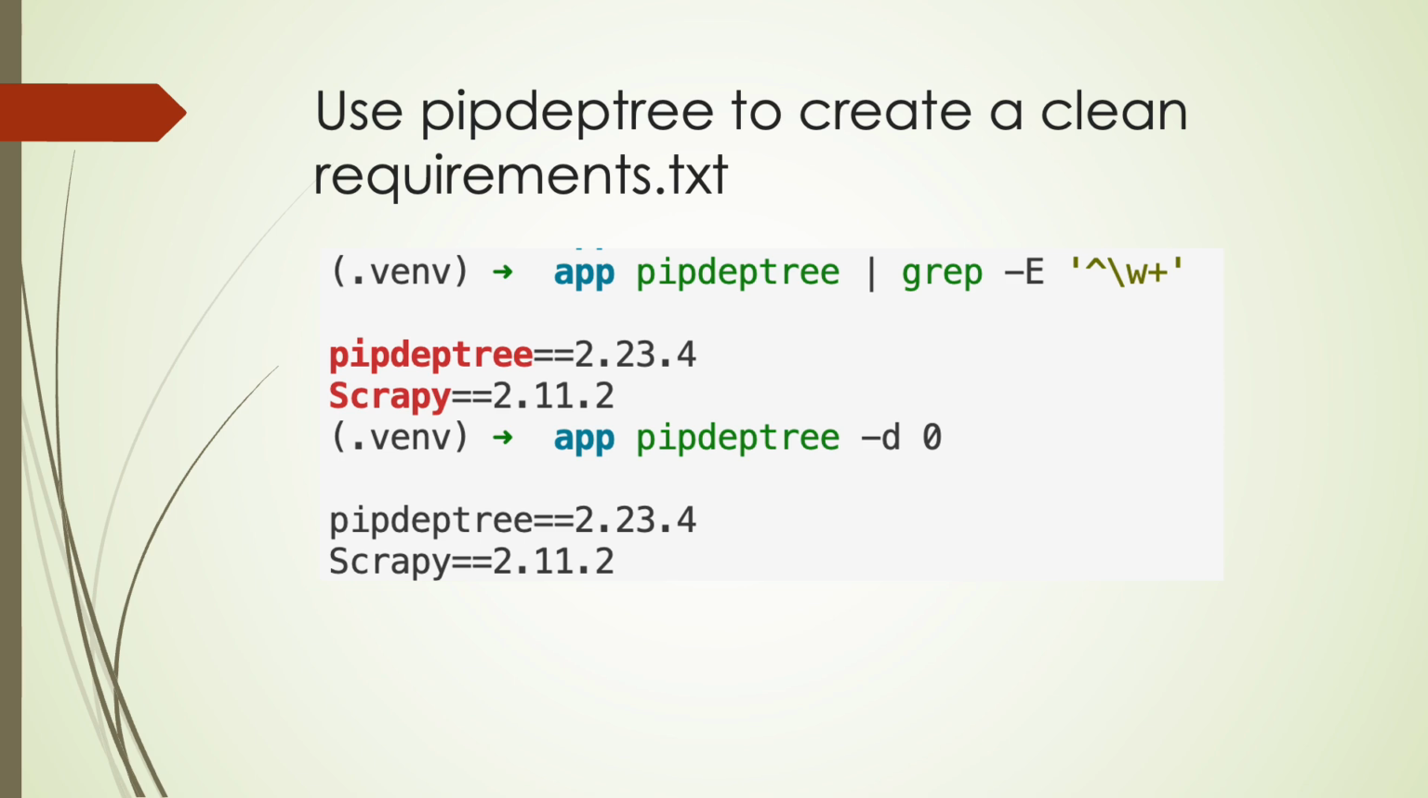Now this can be done by setting the depth of the tree to 0 with the -d option, which means only the top-level tree should be printed. This output can then be used to create a clean requirements.txt file with only top-level packages.